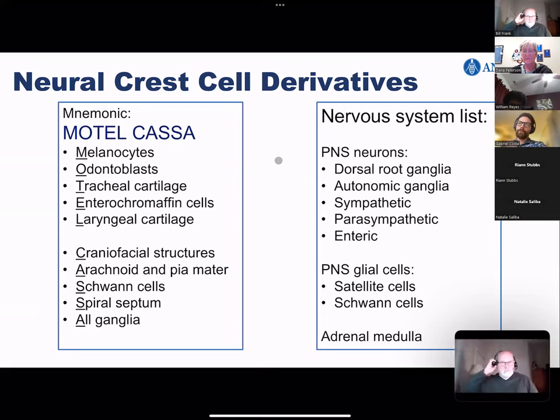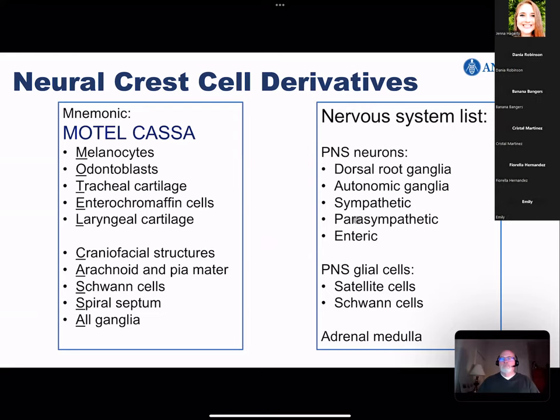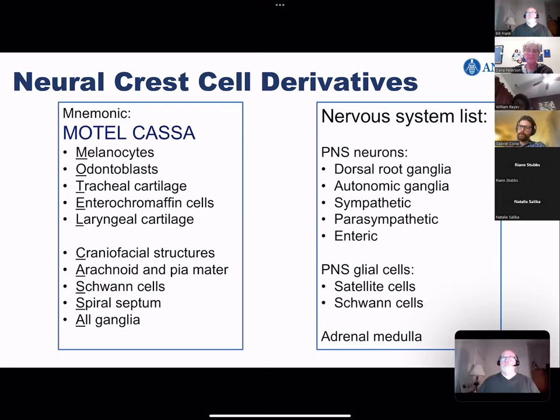If you wanted to narrow it down to just the nervous system, you can think of it in terms of the neurons and the glial cells plus the functions within the adrenal medulla. So in the neurons here, you have your dorsal root ganglia, your autonomic ganglia, we're referring to all ganglia here, and then it contributes to the sympathetic, parasympathetic, and enteric nervous systems in the peripheral nervous system. And then those glial cells, so our Schwann cells, which we talked about as forming peripheral myelination, and then satellite cells, these supporting cells.